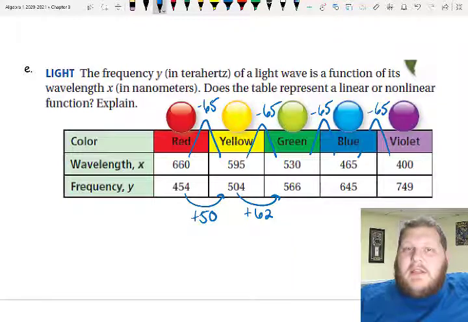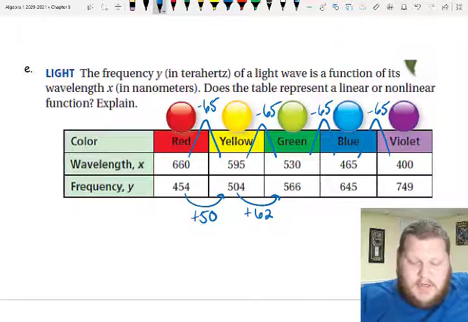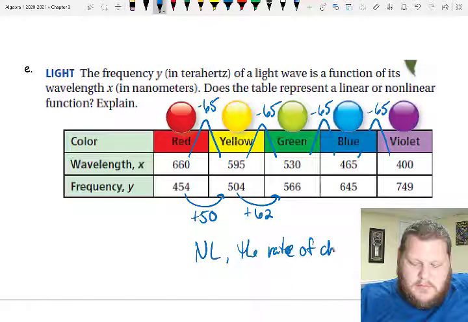So if you get to this point, you don't necessarily have to find all of the spaces between all of them. If I'm looking to see if it's linear or nonlinear, I know my x's are consistent, and I already see an inconsistency in my y values. You don't have to figure out how inconsistent it is. As soon as you identify that it's not consistent, you get to go ahead and say, oh, it's nonlinear. The rate of change is not constant.